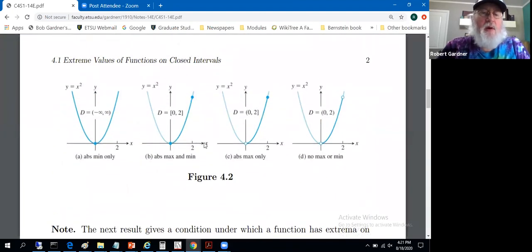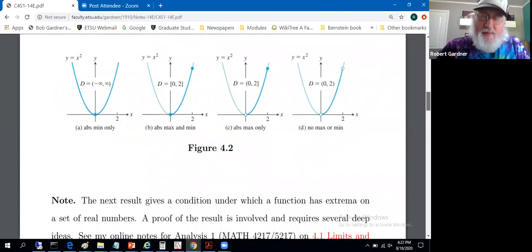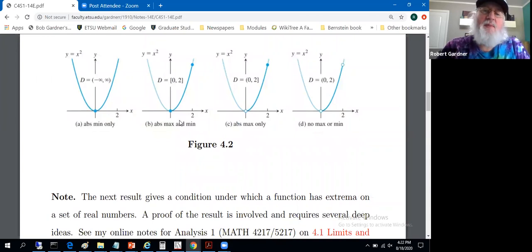Up here, this is the only time we had these functions defined on a closed and bounded interval, a closed and bounded interval from 0 to 2. Here we excluded the left-hand endpoint. Here we excluded the left and the right-hand endpoints. Here there aren't any endpoints. It's not bounded. So this is the only time that the extreme value theorem applies. And notice the extreme value theorem guaranteed us the existence of an absolute maximum and an absolute minimum, and you had both of those in figure 4.2, part B.